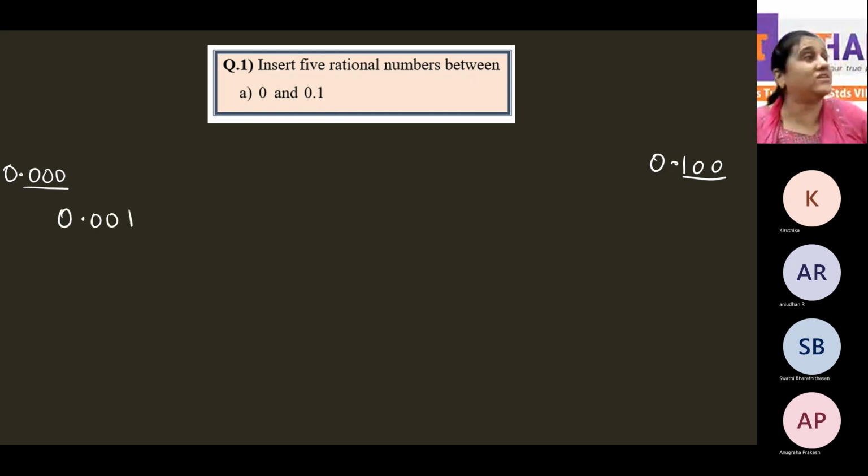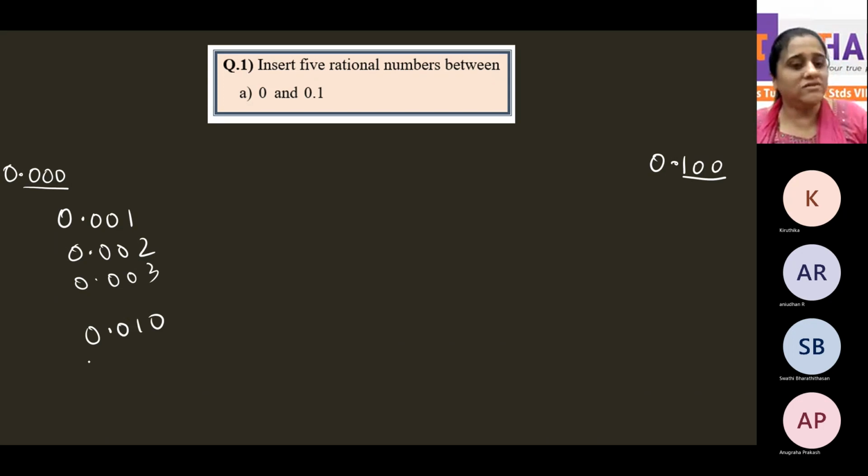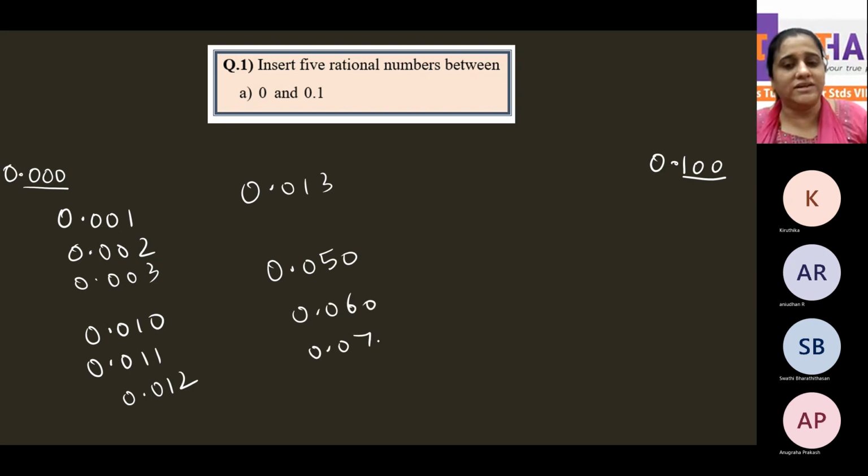So it will be 0.001. You should maintain 3 digits after the decimal point. Don't write 0.1. Write 0.001. Then 0.002, 0.003, and somewhere you will come to 0.010. That is 10. Then 0.011, 0.012. You should always have 3 digits. So 0.013, then like that 0.050, 0.060, 0.070, because 3 digits you should have. You'll get 99 and then 100, 0.100.